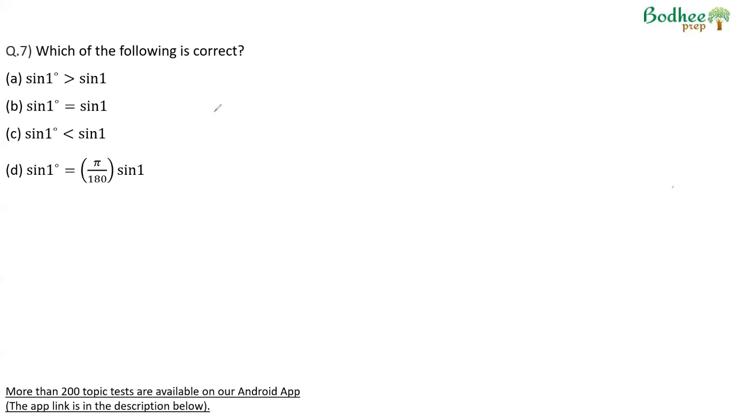Which of the following is correct? Sine 1 degree, sine 1 radian are being compared. Now we know that pi radian is equal to 180 degree, which means 1 radian is equal to 180 by 3.14 degree. This will come out to approximately 57 degree. So 1 radian is equal to approximately 57 degree, and therefore sine 57 degree should be equal to sine of 1 radian.